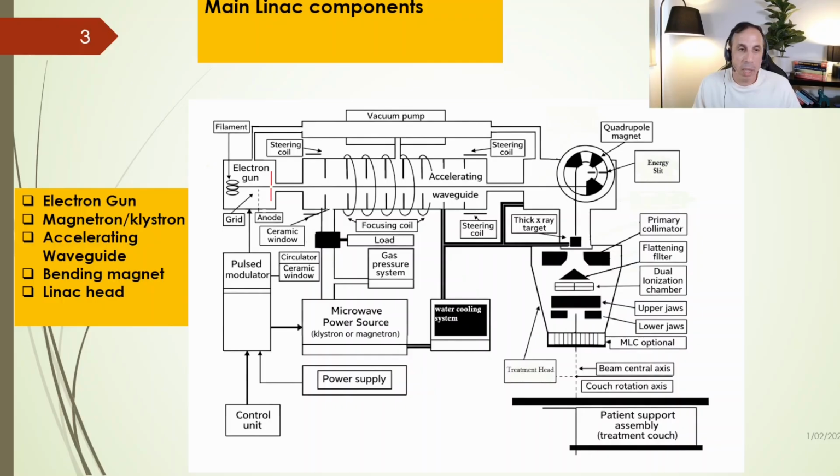And if you look at the figure here, you can see that we have a bending magnet just above the treatment head, very close to it, which is responsible for redirecting the primary electron beams toward the patient. And between the bending magnet and the patient we have the treatment head. Finally, the electrons coming from the bending magnet reach the treatment head and get collimated and shaped to be delivered to the patient.